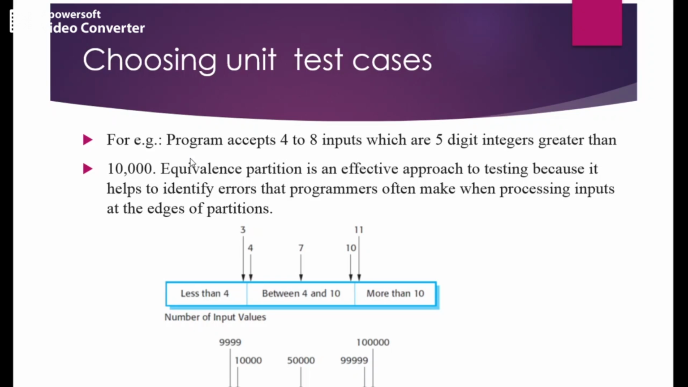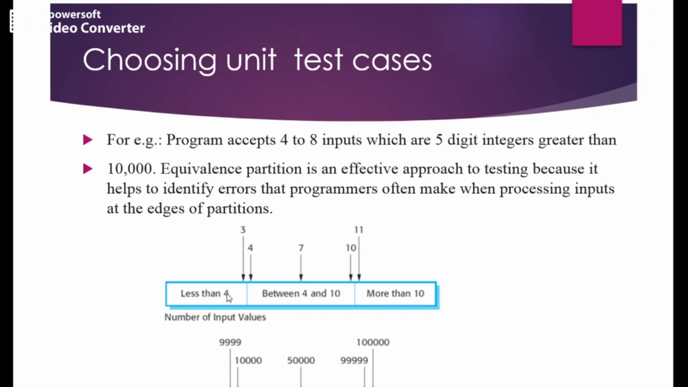So we are taking an example where the program accepts 4 to 8 inputs. How many inputs can it take? 4 to 8, which are 5-digit integers greater than 10,000. We are taking 5-digit integers greater than 10,000. So we will do the partition testing now. So you have to build test cases. How will you build test cases? First partition your input, meaning make it into groups, and each group or each partition is called an equivalence partition. So it is having some common characteristics.